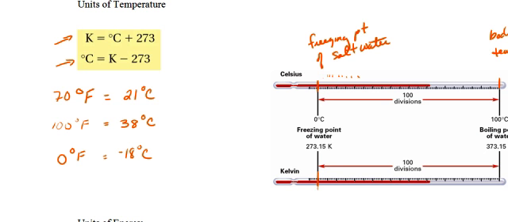Something in the low 20s is fairly comfortable to us. Once you get into the 30s, it's getting warm. When you start pushing 40, it's going to be very, very hot outside. And then once you get down into the negative degrees Celsius, that's going to be pretty darn cold out.